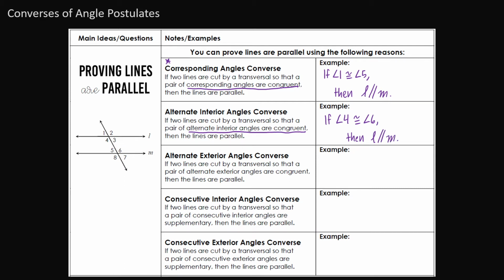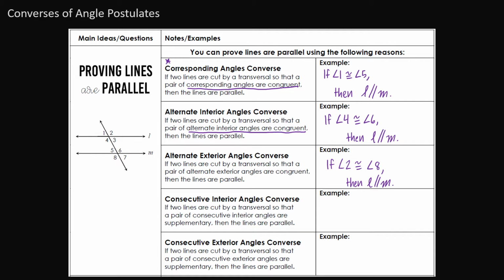Now we have the alternate exterior angles converse. That says if a pair of alternate exterior angles are congruent, then the lines are parallel. So looking at my pairs of alternate exterior angles, that would be either angles 1 and 7 or angles 2 and 8. So I'll just use angles 2 and 8. If angle 2 is congruent to angle 8, if they are the same measure, then line L is parallel to line M.